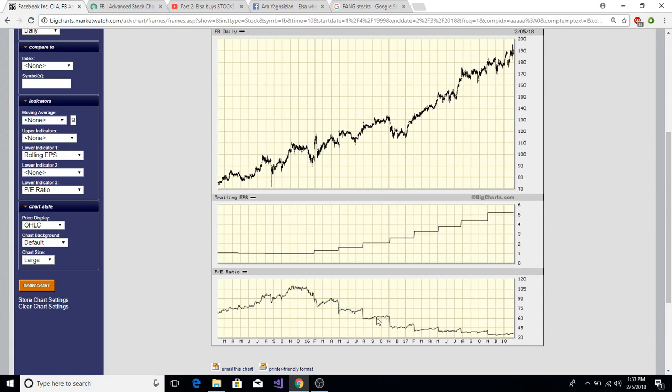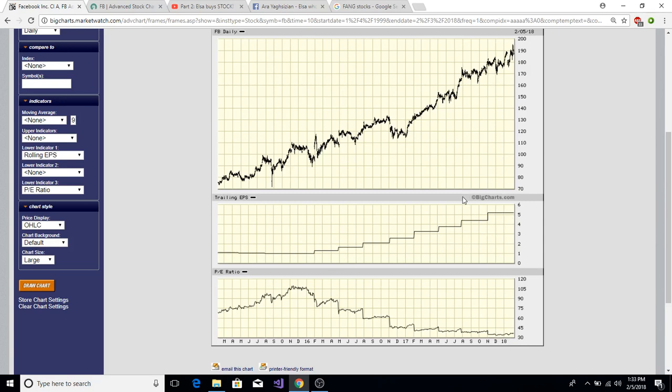Over here, it looks like it was in the 60s. Over here, it looked like it was in the high 40s to 50 PE ratio. Over here in the 40s, over here in the 40s, over here in the high 30s. Now it looks like Facebook is in the mid 30s. So the PE ratio is going down and down, but because of the strong earnings growth, as we can see in the rolling earnings per share, Facebook is going up and up.